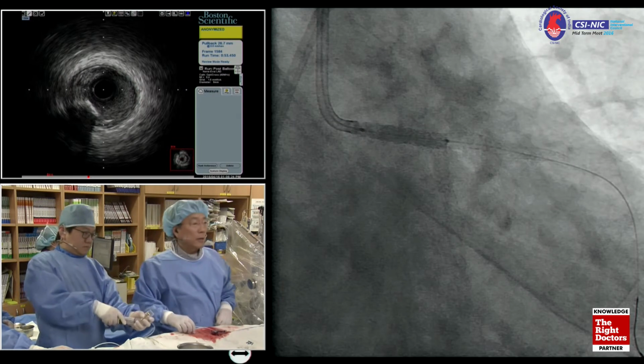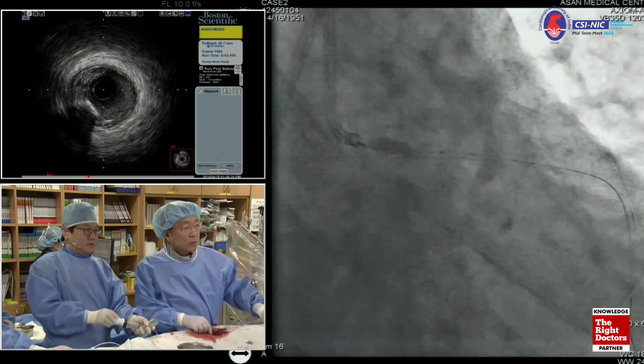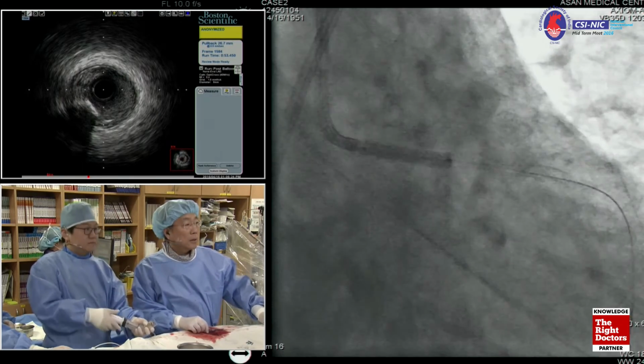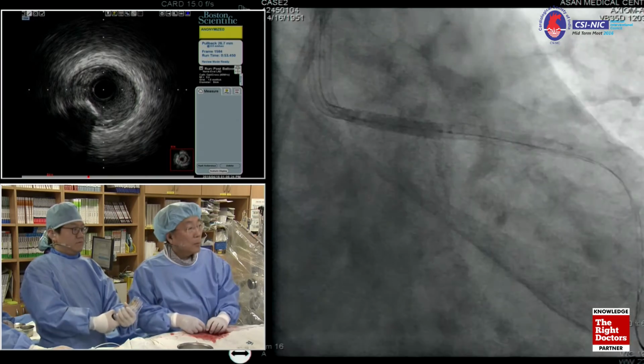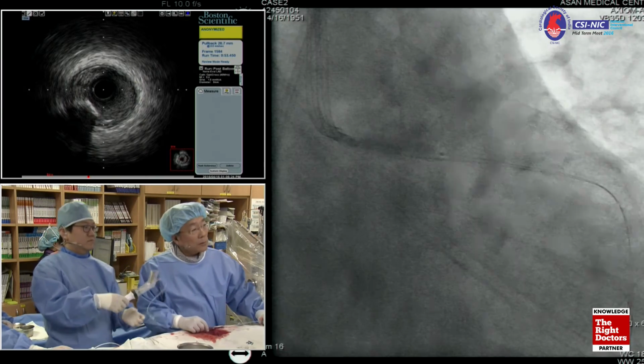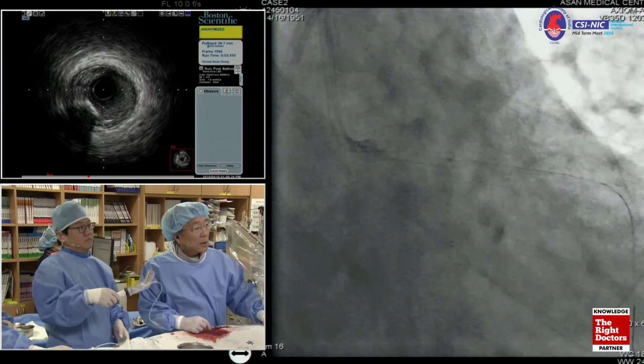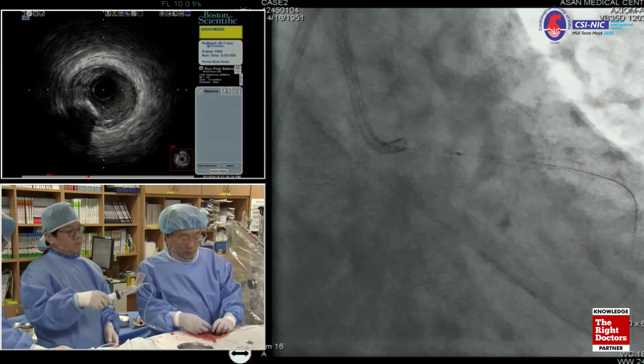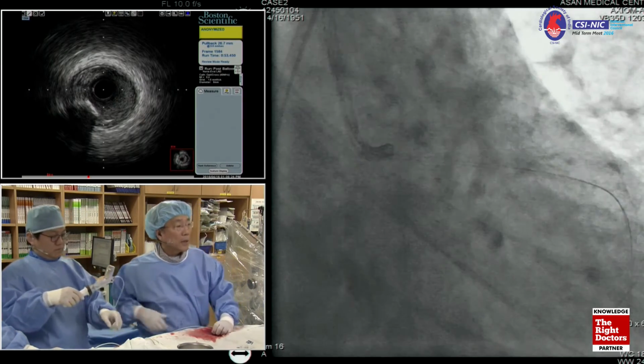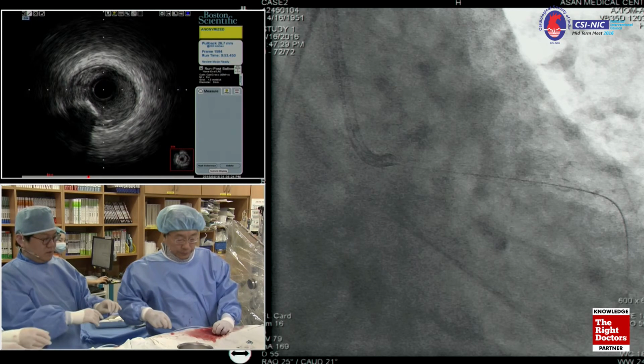Okay, you're going to 20. 20, yes, why not? It's further than main. You're going to make a 20 atmosphere, just a 3.5 non-compliant balloon. All right, it can make quite a big stent area.